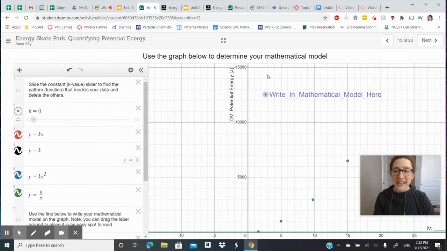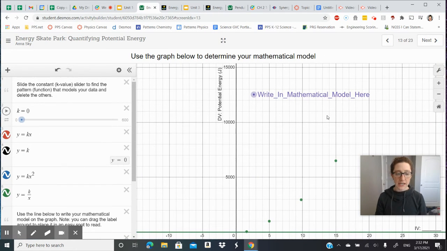So now you're ready to graph your data. As we've done in the past, you're going to be trying to find which of these mathematical expressions, or what mathematical models, best represents our data points. So these green dots are the data points that you recorded in your data table on slide 11.